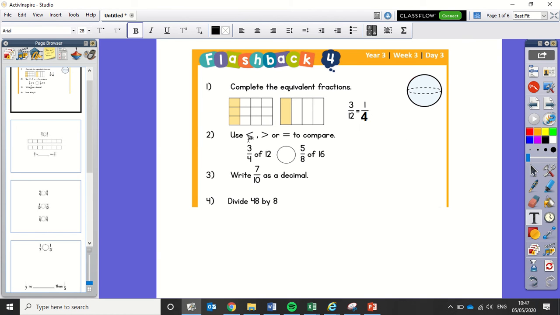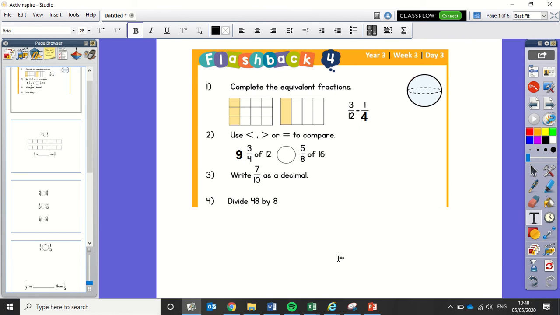Number 2. Use these symbols to compare 3/4 of 12 and 5/8 of 16. Well, let's figure this out. 3/4 of 12. So we're going to do 12 divided by 4, which is 3. 3 times 3 equals 9. So 3/4 of 12 is 9. So let's just put that 9 next to this so we don't forget.